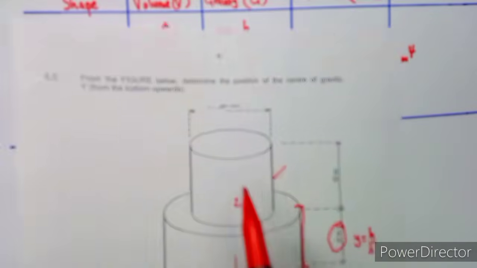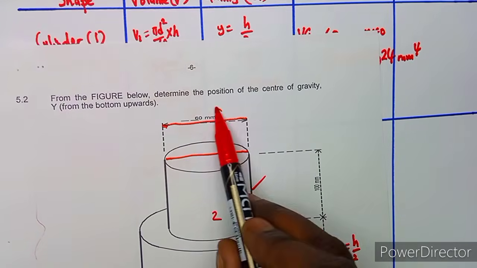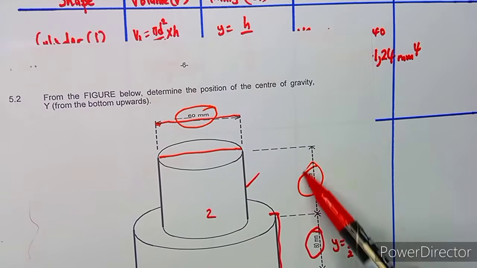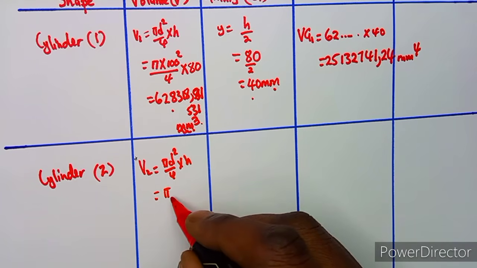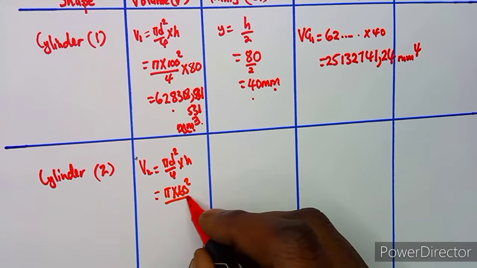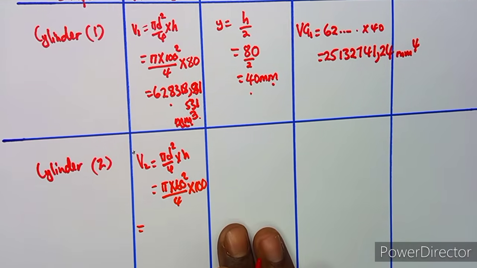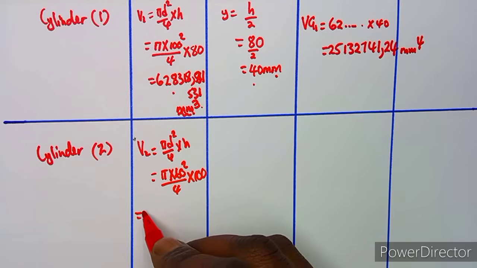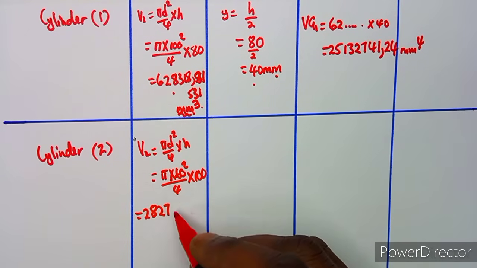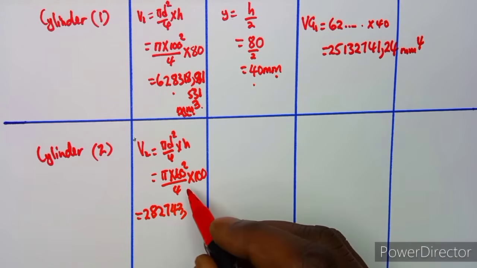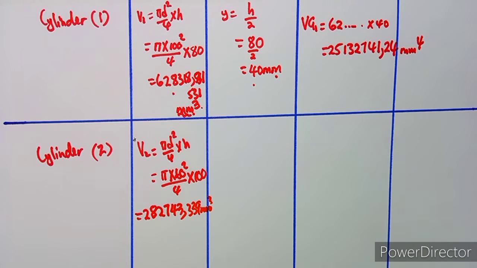But what is the diameter now? The diameter of this shape, from this point to this point, is 60 millimeters, and your 100 millimeters is your height. So that is pi times 60 squared over 4 times the height, which is 100 millimeters. So we shall have our volume in this case, which is going to be 282743.339 cubic millimeters. So that is your volume there.